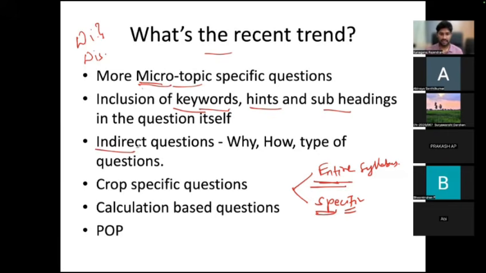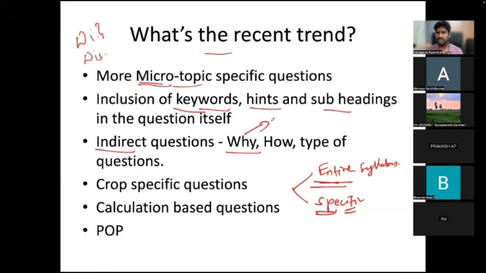And recently a lot of indirect questions are coming. Why and how type of questions. As a science student, since it's a science-based optional, they are expecting some level of deeper understanding of the topic. So why is it happening, right? So how is it done? These types of questions are very common.